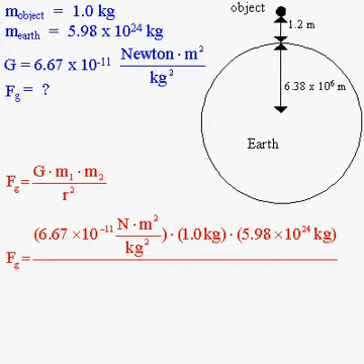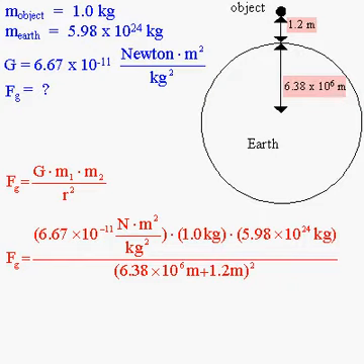R is defined as the distance between the centers of the two things in question. Here we have the Earth. The distance from the center of the Earth to the surface of the Earth is 6.38 times 10 to the 6 meters. Then the distance from the surface of the Earth to the object is an additional 1.2 meters. So, the total distance between the centers of both the Earth and the object is 6.38 times 10 to the 6 meters plus 1.2 meters.